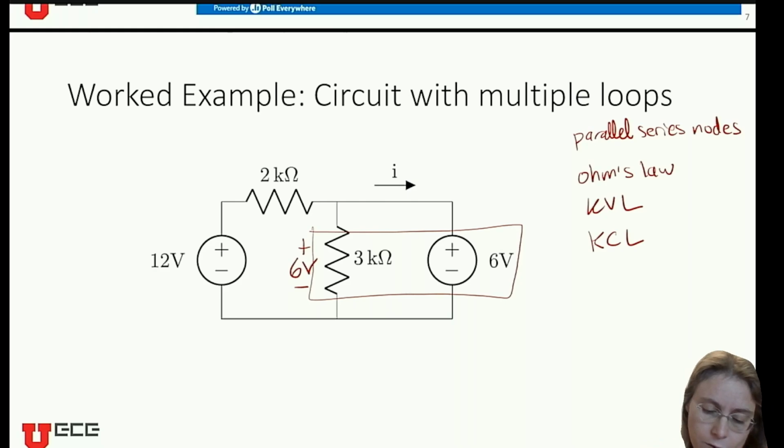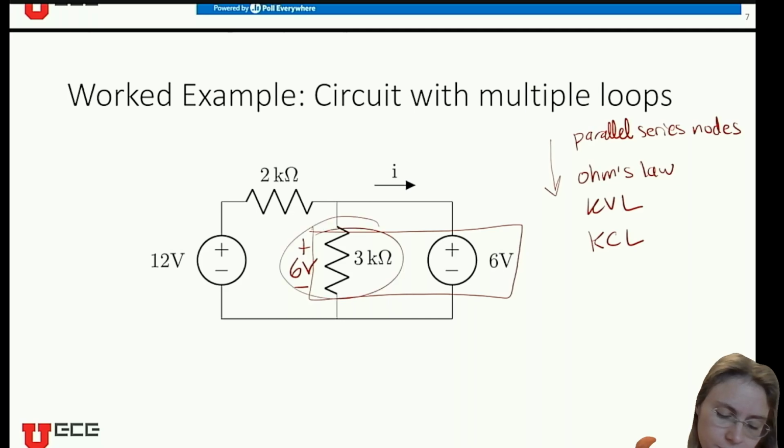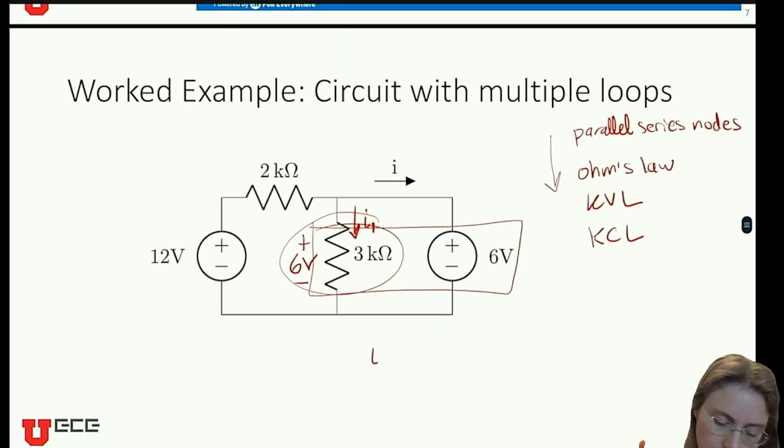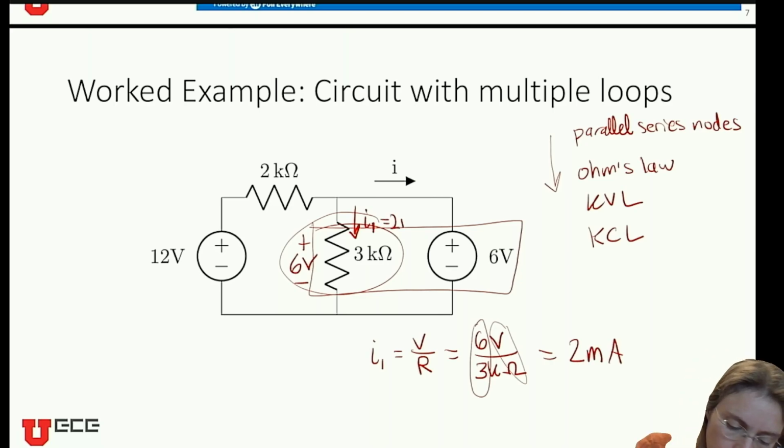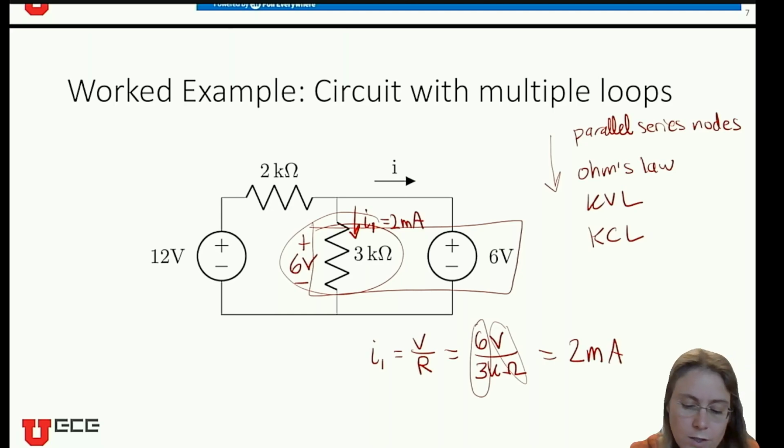Now, if we're going down this list, I can use Ohm's law, right? So this current right here, we'll label it I1. I1 is equal to V over R by Ohm's law, so 6 volts divided by 3 kilo ohms. So we do things piece by piece. 6 divided by 3 is 2. Volts divided by ohms gives amps. And then no prefix divided by a kilo prefix will give milli. Okay, so this is 2 milliamps.